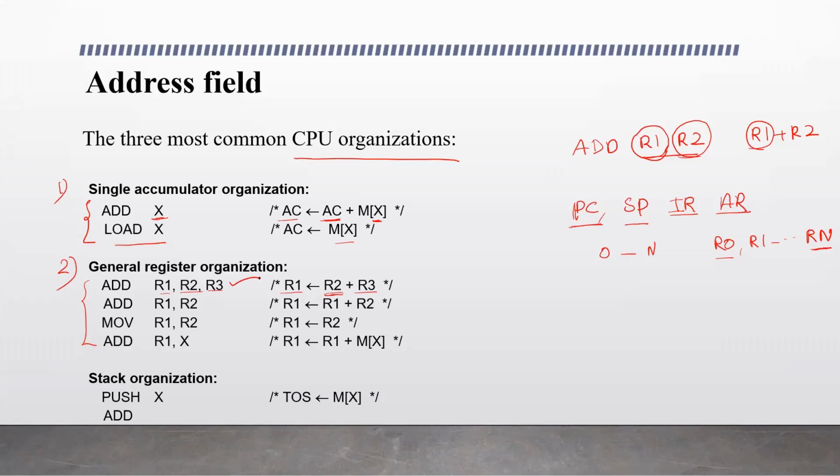Both the addresses may be register addresses, or it can be one memory address and one register address. So here the second instruction, if you see, add R1, R2. Here the add instruction always needs 2 operands. Operand 1 and operand 2 are added. So here R1 plus R2.